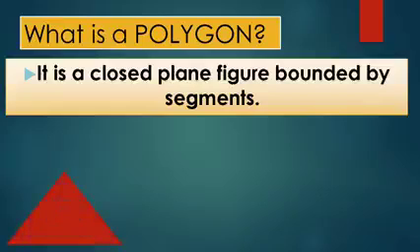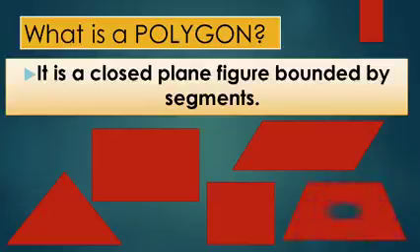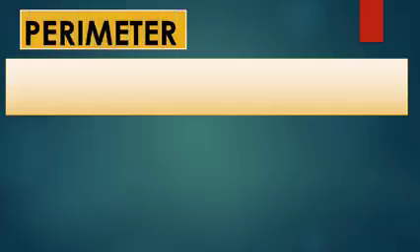We have your triangle, rectangle, the square, parallelogram, trapezoid, and rhombus. Okay, so these are examples of polygons. Since our topic is solving the perimeter of a polygon, so what is a perimeter?